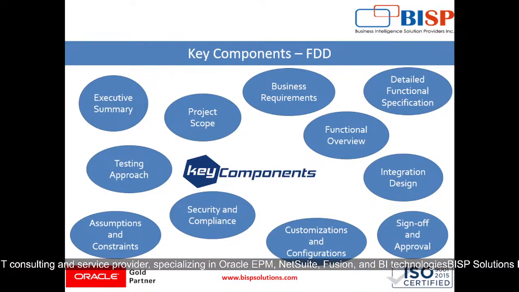After that, testing approach is there. It outlines the strategy for validating the functional design. So it consists of test case scenarios and use cases, user acceptance testing criteria, which is UAT, and test environment requirements.